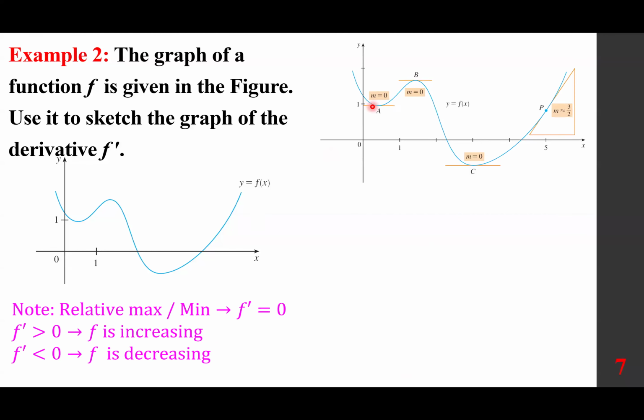So these 3 points, we're going to pinpoint them. And these 3 points correspond to points on the x-axis for y equals f prime of x. What happens to the rest of it?